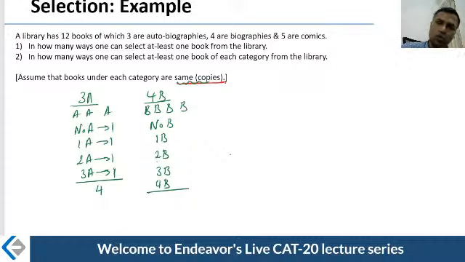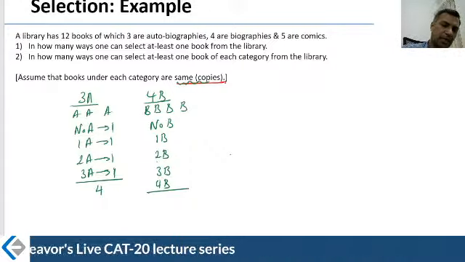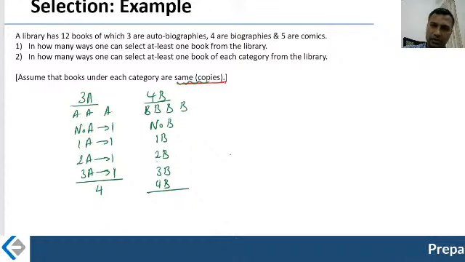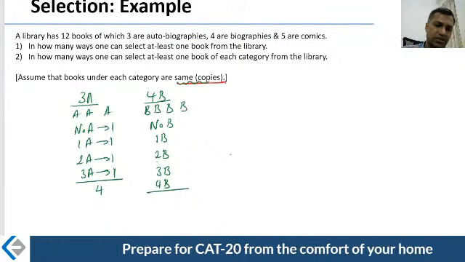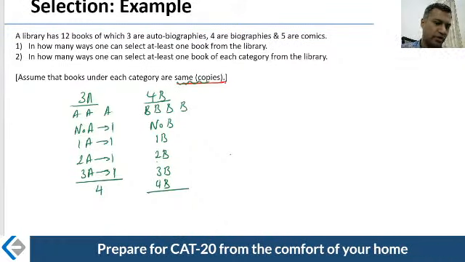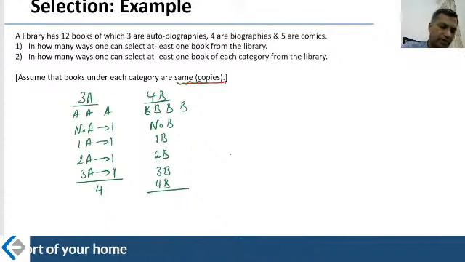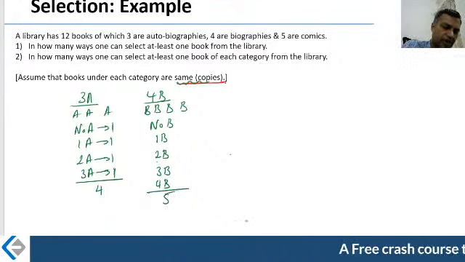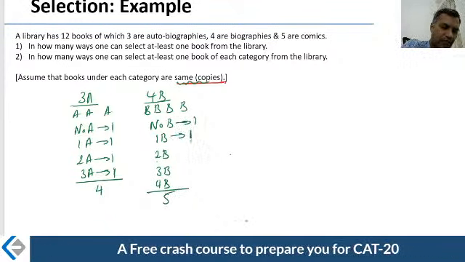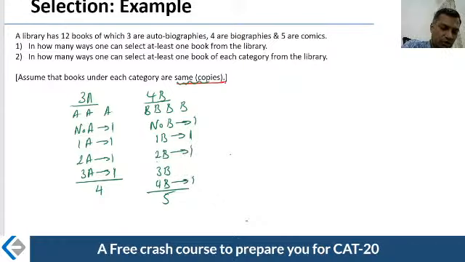You like that biography so much that you requested the librarian, I want all 4 biographies because I want all my friends also to read this. It's a very inspiring biography. That's fine. If the librarian agrees, if that kind of provision is there in that library, fine. You can pick them in 5 ways, because this is one way, this is one way. I already explained this while doing the concept. So 1, 1, 1. How many ones? 5 ones. Therefore 5 ways.